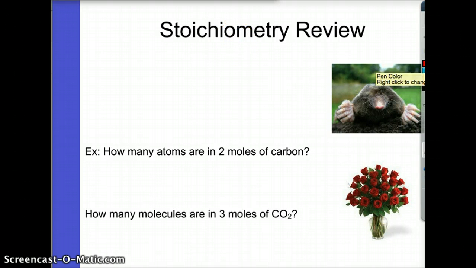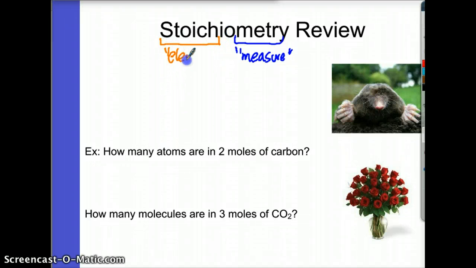Metry means measure, and stoic comes from the word stoichion, which means elements. So the word stoichiometry itself just means measuring elements. It's quantitative, involving numbers, measurements of compounds, including their mass, the number of atoms, the number of molecules, etc.